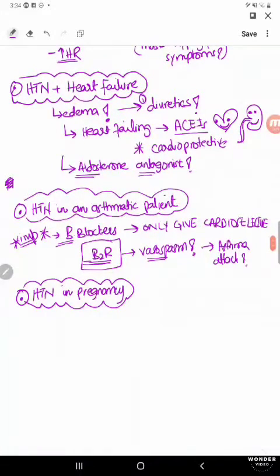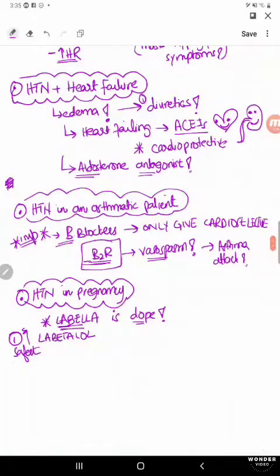Okay, so I have a very funny saying that I always keep in mind for whenever I'm answering a hypertension question in a pregnant patient. It is, Labella is dope. Okay, so first line medication and the safest medication in hypertension is labetalol. So Labella, first and safest medication, right, is dope.